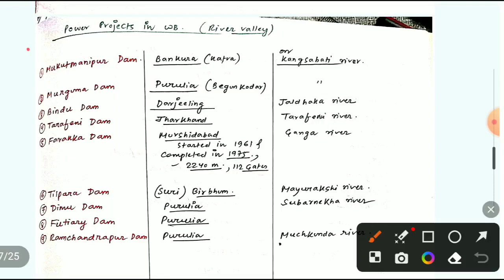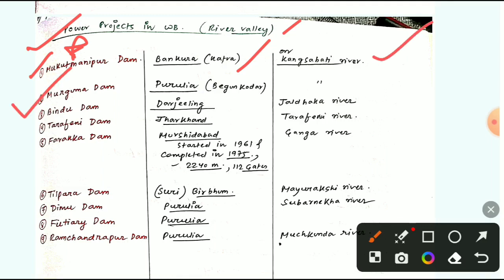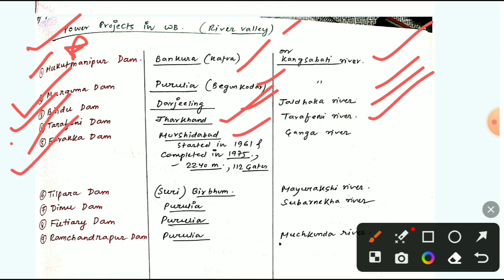Next important thing is power projects in West Bengal, that is river valley projects. First, important is Mukutmanipur. It is in Bankura, on the Kangsabati river. Murguma Dam, it is in Purulia, Kangsabati river. Bindu Dam, Darjeeling, Jaldhaka river. Tarafeni Dam, Jharkhand, Tarafeni river. Farakka Dam, Murshidabad, started in 1961 and completed in 1975. 112 gates are there. It is on the Ganga river.